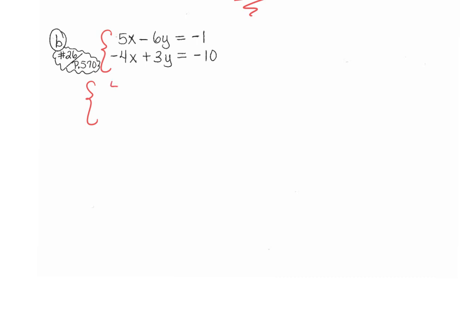So equation 1 is equation 1. And you told me we need to multiply equation 2 by 2. So we're going to write 2 times -4x plus 2 times 3y equals 2 times -10. So now what does our system become?